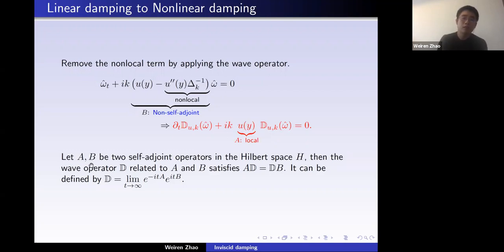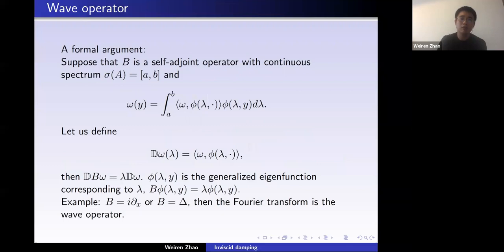For two self-adjoint operators, it's very easy to construct the wave operator in the following way. But here, this B is non-self-adjoint. So it's not that easy to apply this method to construct the wave operator. So we give another formal argument.